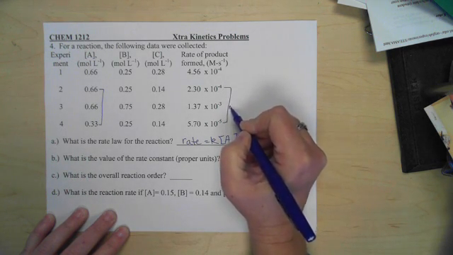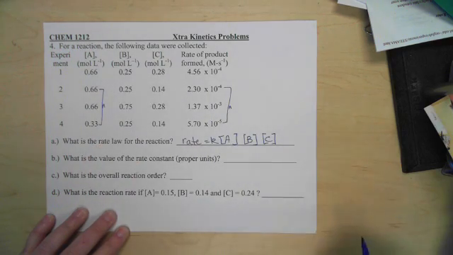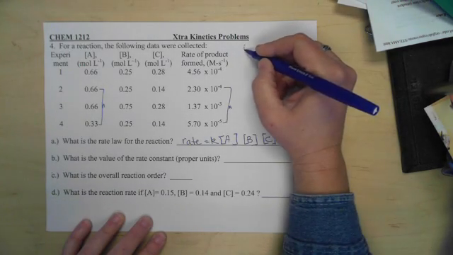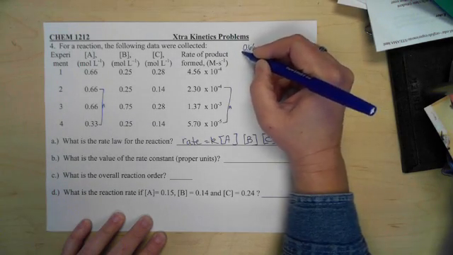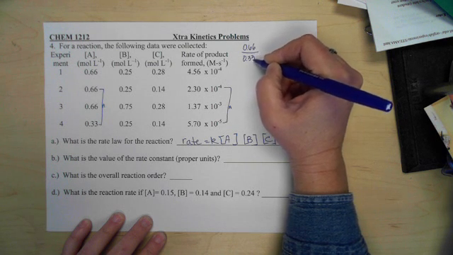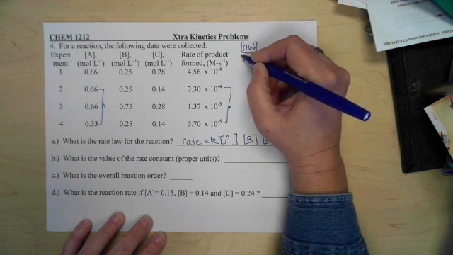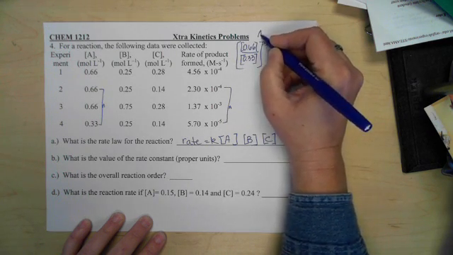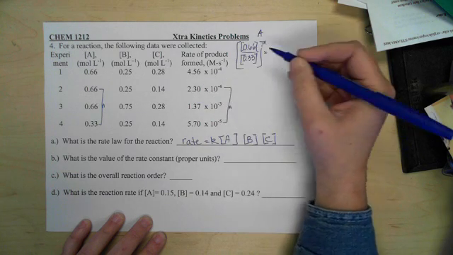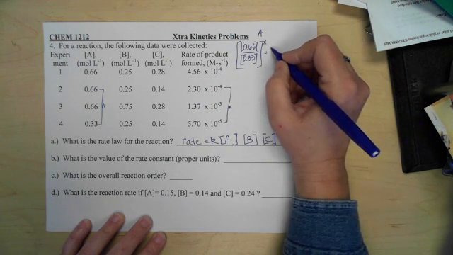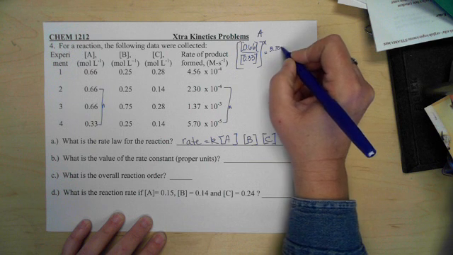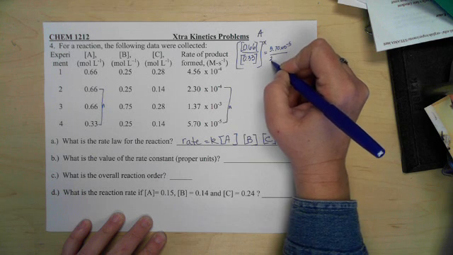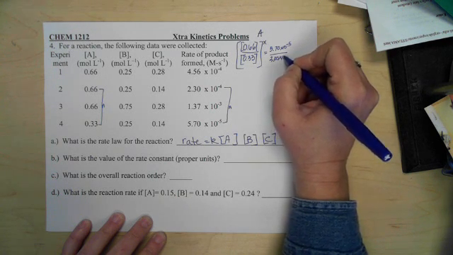And for simplicity's sake, I'm going to label A here and A here. So, what we're going to do is ratio the concentration. So, we have 0.66 over 0.33. Okay. This will be raised to some power. This is A, is equal to the ratio of the rates, which is 5.70 times 10 to the minus 5th over 2.30 times 10 to the minus 4th.